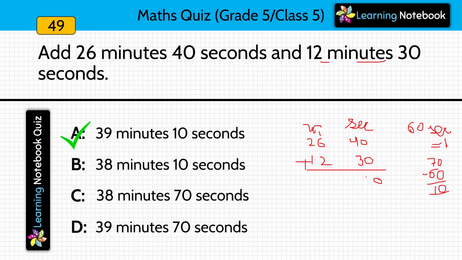So this is what I am going to write here, 10 instead of 70, because we know that in 70 seconds there are 60 seconds involved. So we will take out 60 seconds, which equals 1 minute, and we will carry it here, 1. Okay, now let's add minutes. 1 plus 6 is 7, 7 plus 2 is 9, and 2 plus 1 is 3. So 39 minutes 10 seconds. This is our answer, 39 minutes 10 seconds.